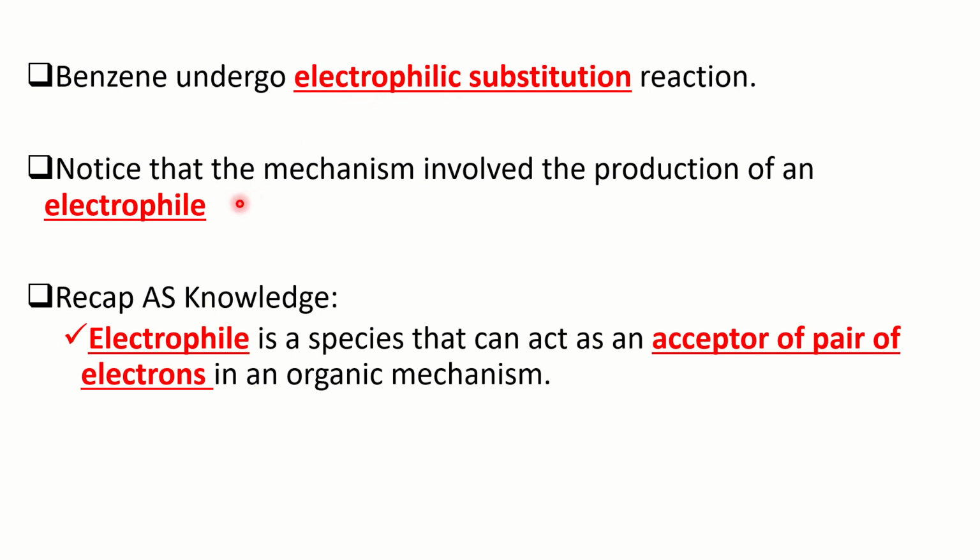So here it says that the mechanism involves the production of an electrophile. Again, recap your AS knowledge. What is an electrophile? It is a species that can accept a pair of electrons. Electrophiles are usually positive ions, lacking in electrons. That's why they can accept a pair of electrons. One pair means 2 electrons.